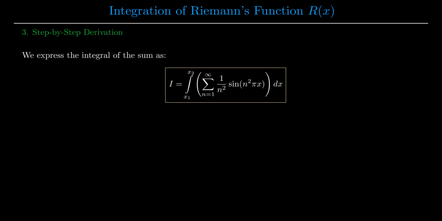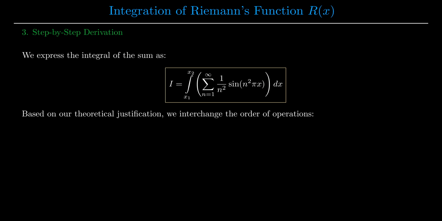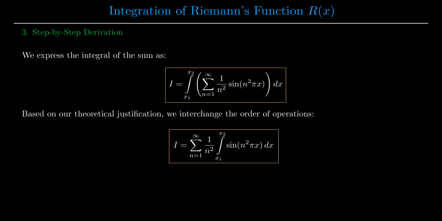Now, let's move to the step-by-step derivation. We express the integral of the sum as I equals the integral from x1 to x2 of the sum from n equals 1 to infinity of 1 over n squared sine of n squared pi x dx. Based on our theoretical justification, we interchange the order of operations. This gives us I equals the sum from n equals 1 to infinity of 1 over n squared times the integral from x1 to x2 of the sine of n squared pi x dx.